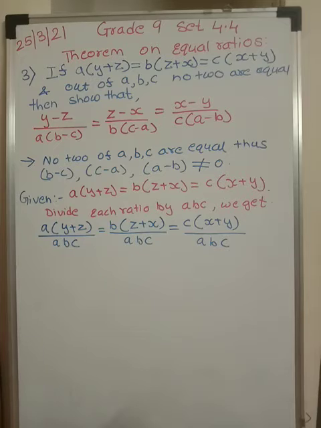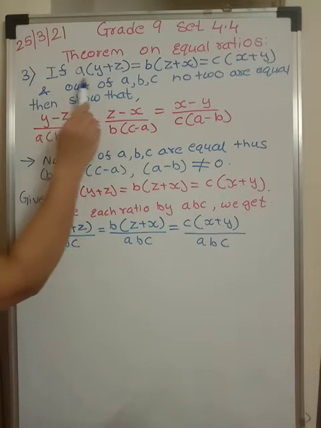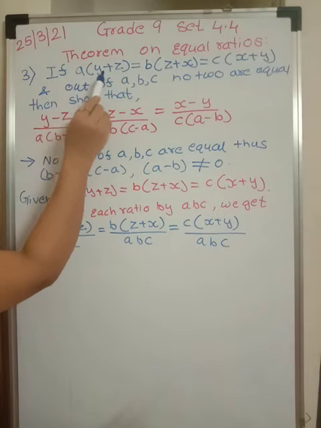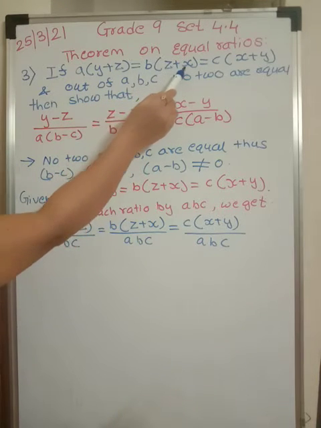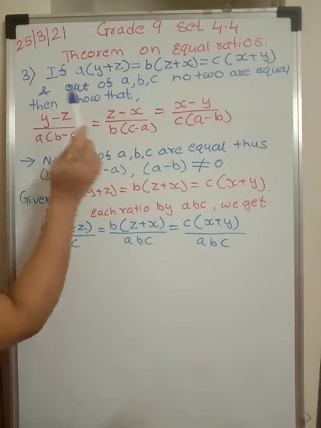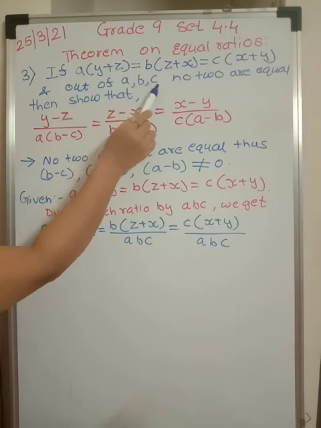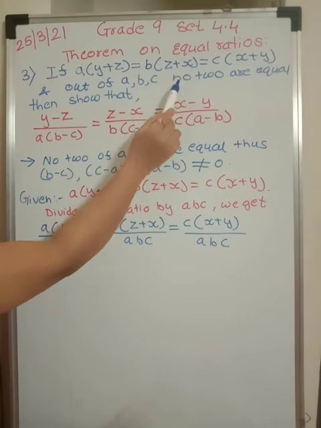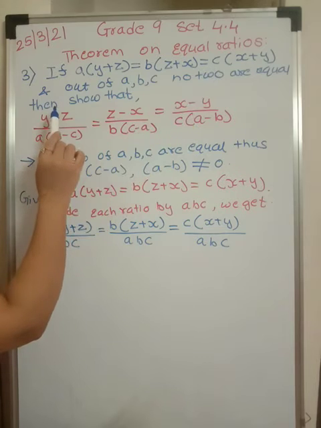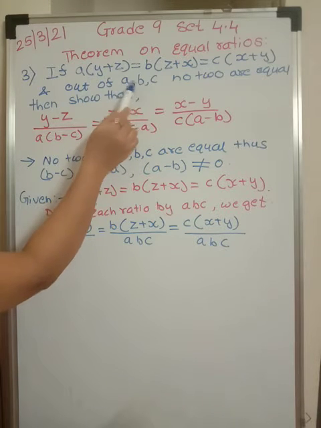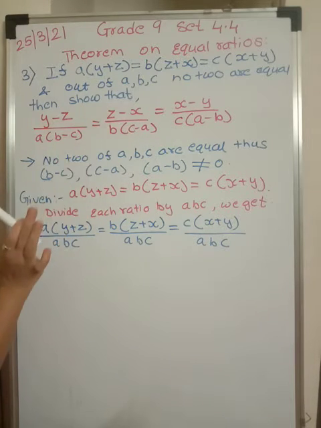Morning grade 9. Let us go for question 3 from set 4.4. Now this is what is given. A into y plus z is equal to b into z plus x equal to c into x plus y. And out of a, b, c, no two are equal. So any two values if you take, then they are not equal.